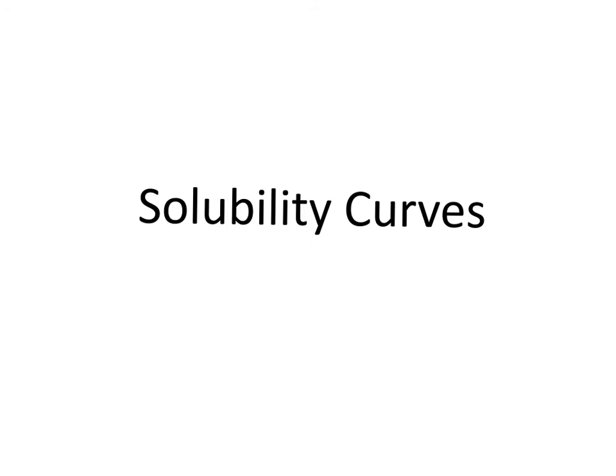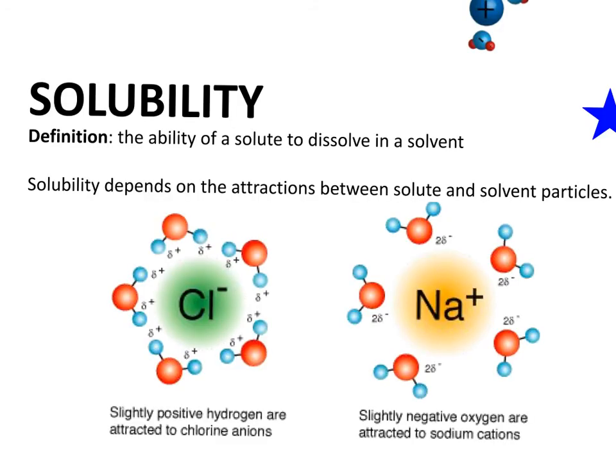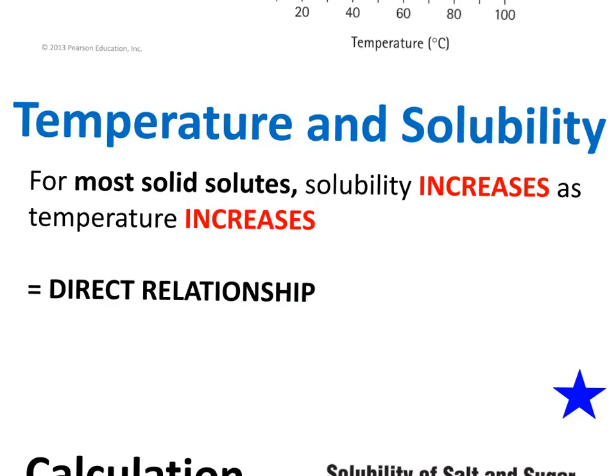And last but not least, let's discuss solubility curves. By definition, solubility is the ability of a solute to dissolve in a solvent. Now, solubility will depend on the attractions between the solute and the solvent, but we can have other outside forces coming and applying on them. An excellent example of this is temperature and solubility.